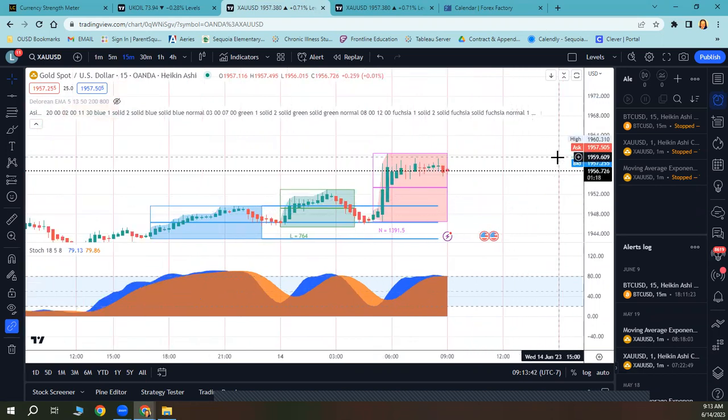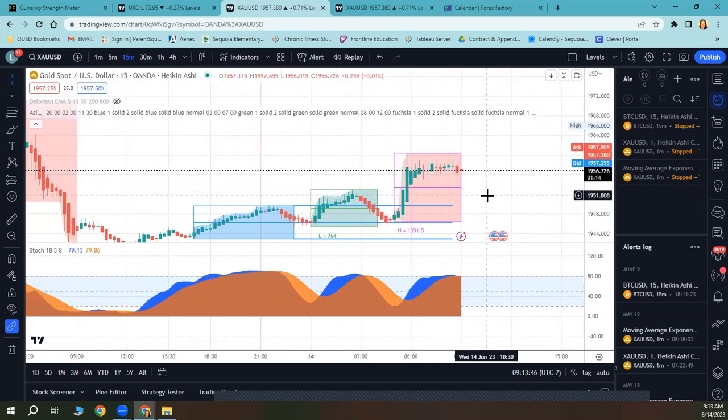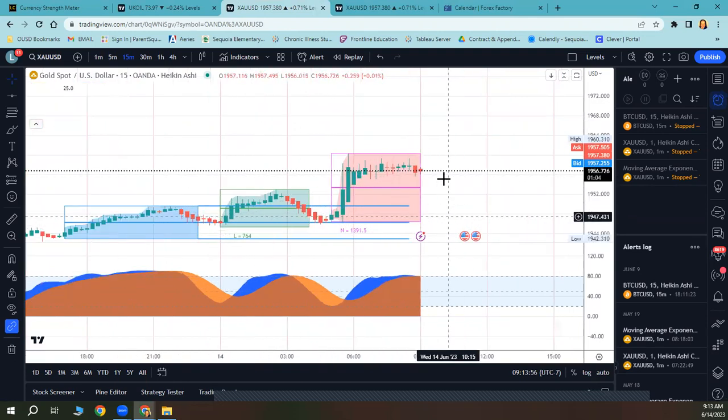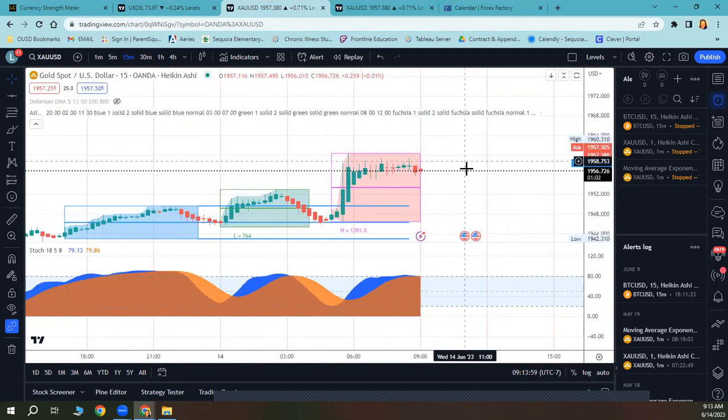So for gold is what I'm going to do, but you can do this on anything, but the pip range is different. So for gold, I'm going to look at the low and the high of the New York session. The New York session is pink, London is green, Asian is blue. So the high for New York is up here as well, was 1960.31. I'm going to write that down.